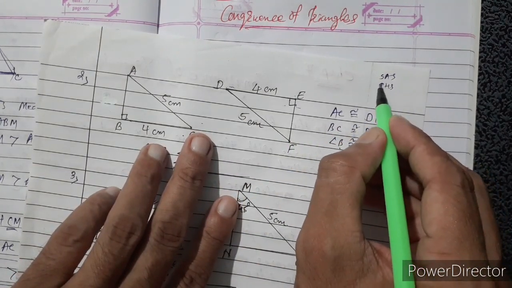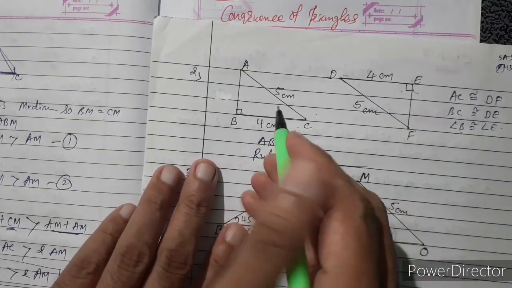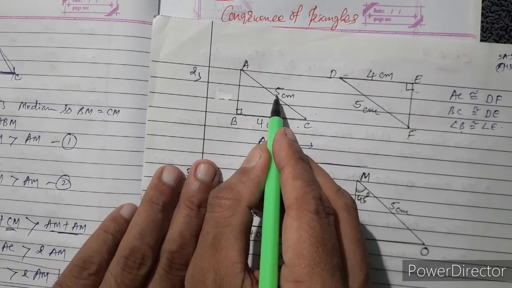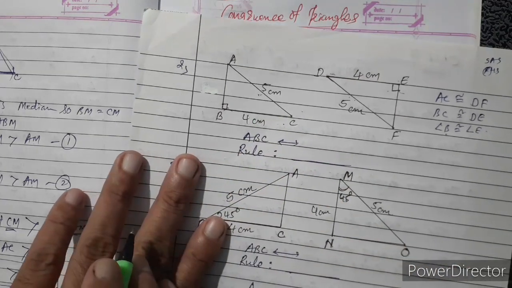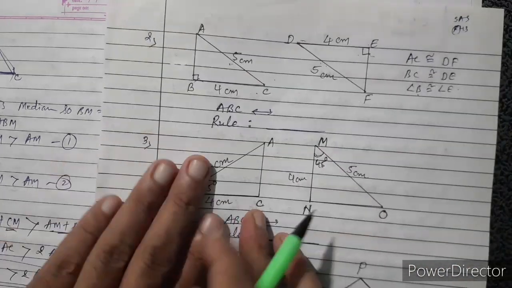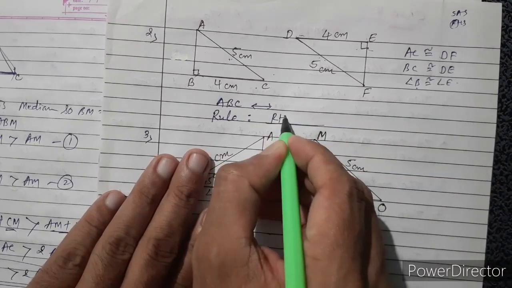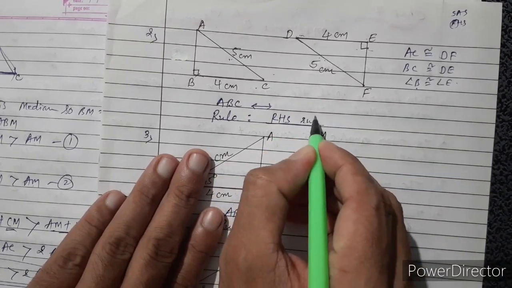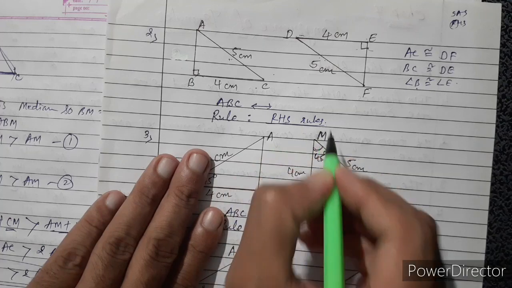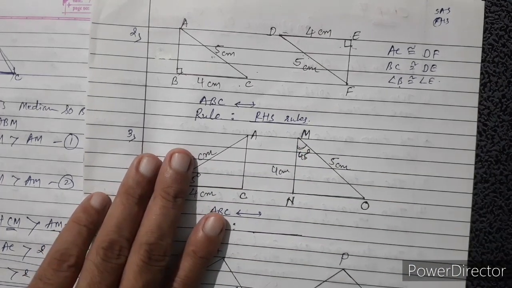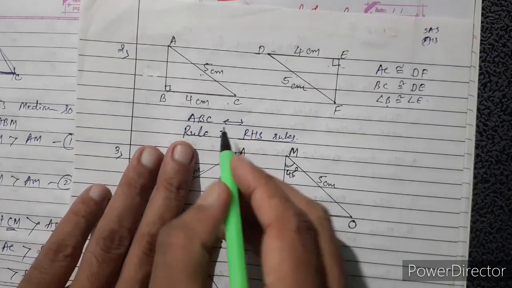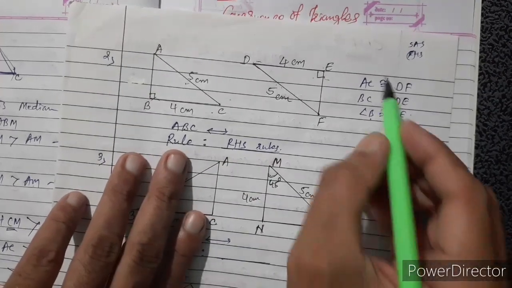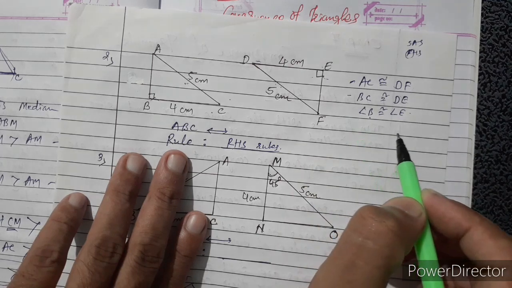That time what to do? When the right angle is there, you just check whether the hypotenuses are congruent. Yes, in both, the hypotenuses are congruent. Okay, so that is the RHS rule, according to the RHS congruence criterion. Okay, you just write down RHS congruence criterion rule. Okay, now ABC. So look here, in both, C is common.